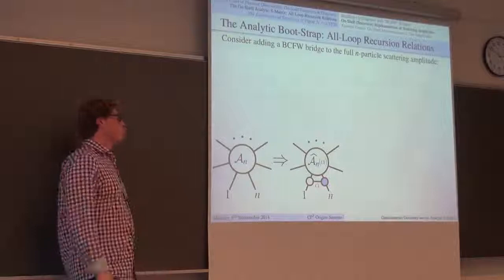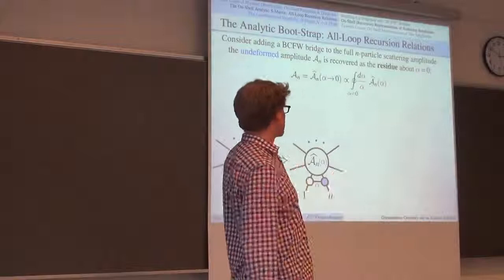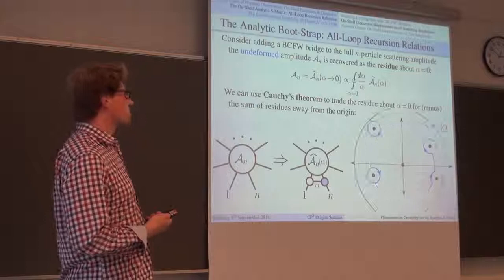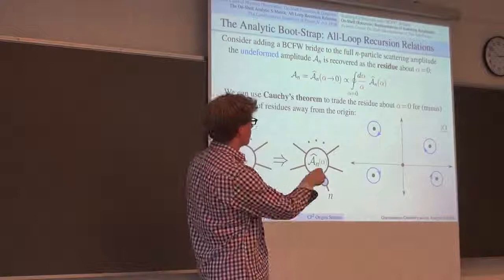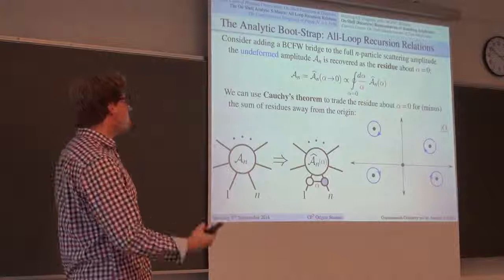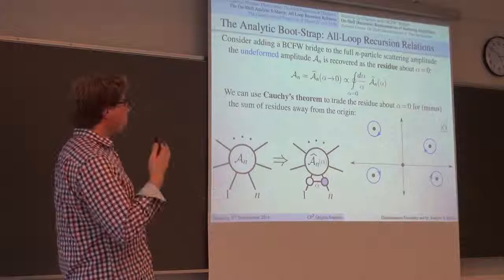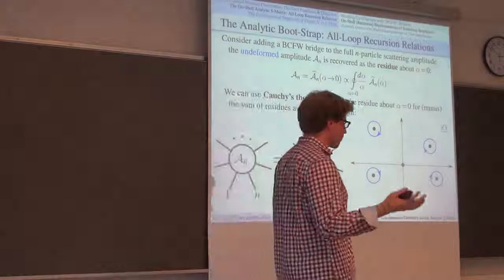And of course, the thing without the alpha in it is the residue around alpha equals 0 of the shifted, deformed thing. But we all learned in complex kindergarten that we can trade the residue around the origin for the sum of the residues away from the origin. And so we can write the left-hand side as a bunch of terms where alpha is not equal to 0, where this bridge is present, but where we had poles of this object. And the physical input of the recursion relations is that we know from basic principles of quantum mechanics, and from Feynman diagrams if you wish, what all of those poles have to look like. They're when some internal Feynman propagator goes on-shell.